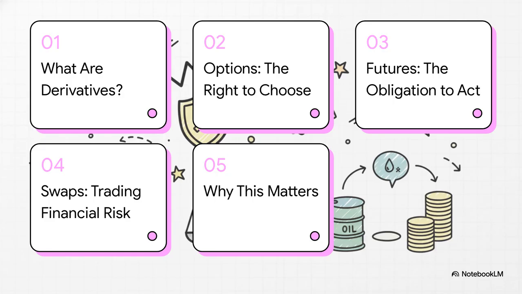First, we'll get a handle on what derivatives actually are. Then, we'll look at the three big ones: options, which are all about the right to choose; futures, which create an obligation to act; and swaps, which are a way of trading risk. And finally, we'll zoom out and see why all of this really matters in the global economy.